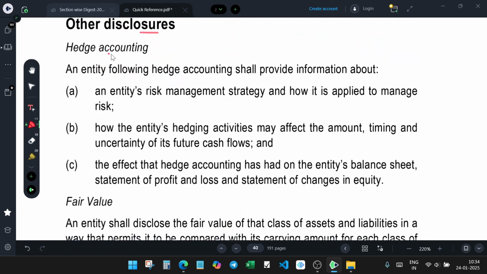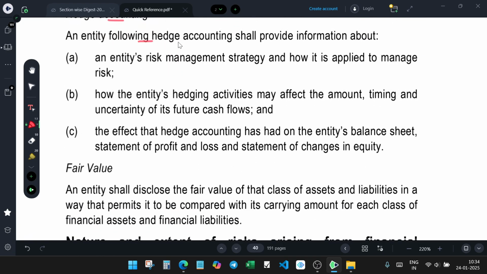Other disclosures: hedge accounting. An entity following hedge accounting shall provide the information. Take hedge fund management: you get the money from people, like mutual funds, you invest it, and you get a commission or profit out of it, and give the money and profit to the people. It is a risk management strategy, and how it is applied to managing risk.